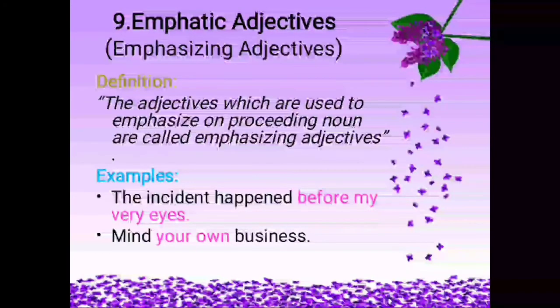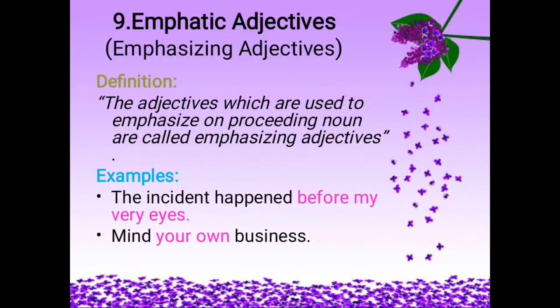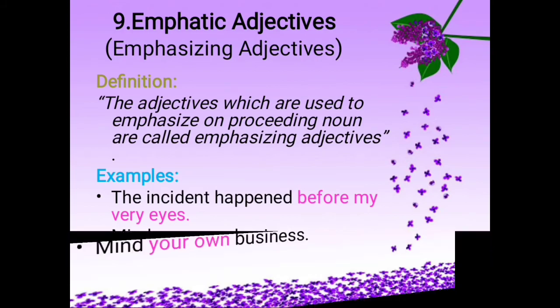And the ninth one, emphatic adjectives, which is also called emphasizing adjectives. It's the most important one, so listen to it carefully. The adjectives that are used to emphasize the following noun are called emphasizing adjectives. For example, the incident happened before my very eyes, means I'm emphasizing that the incident happened before my very eyes. Mind your own business. Now here your own is what? I'm emphasizing on that person that mind your own business. So it's called emphasizing adjectives or emphatic adjectives.